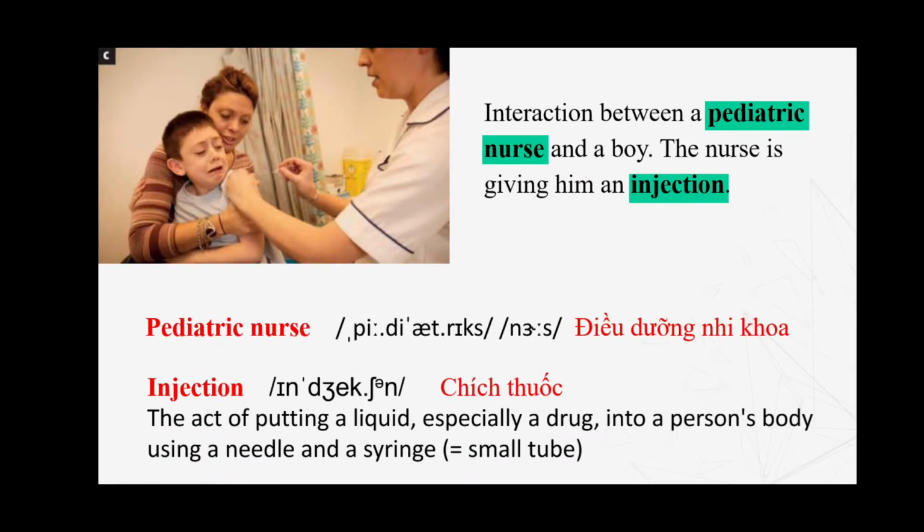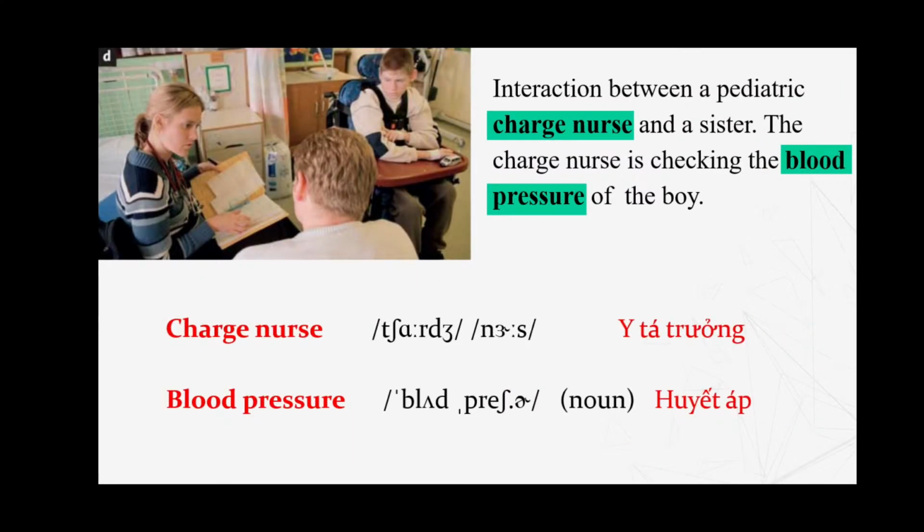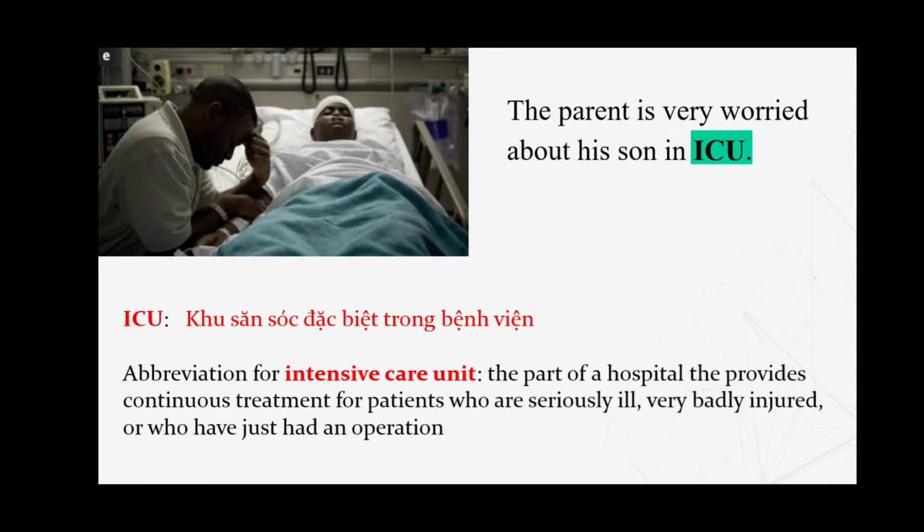In picture C, we can see interaction between a pediatric nurse and a boy. The nurse is giving him an injection. We can see interaction between a pediatric trained nurse and a sister. The trained nurse is checking the blood pressure of the boy. And the last, we can see the parent is very worried about his son in ICU.